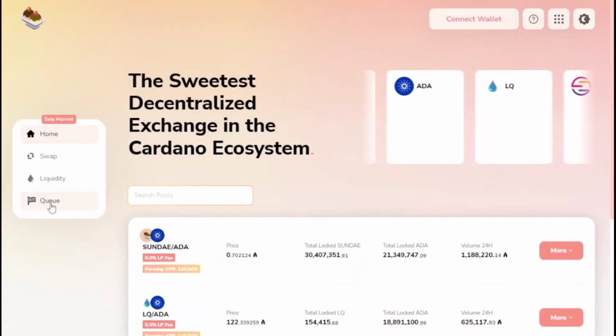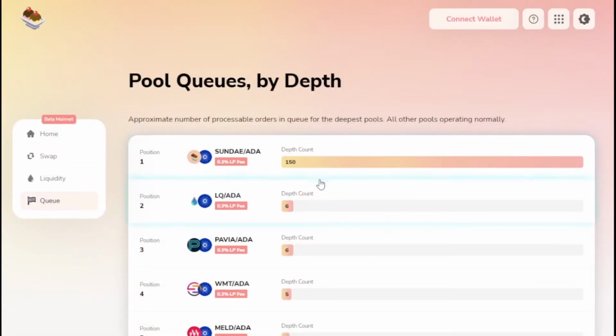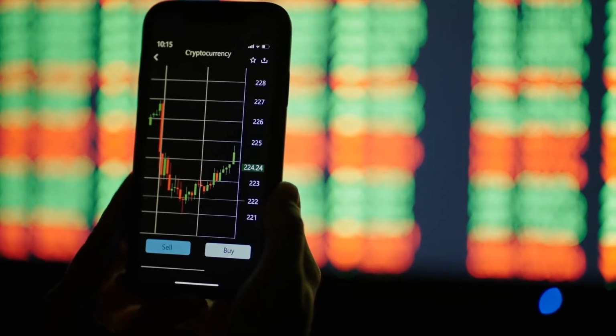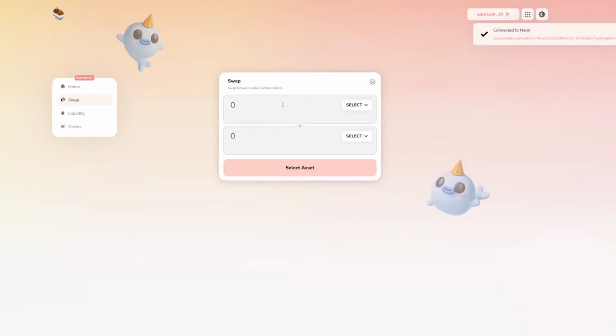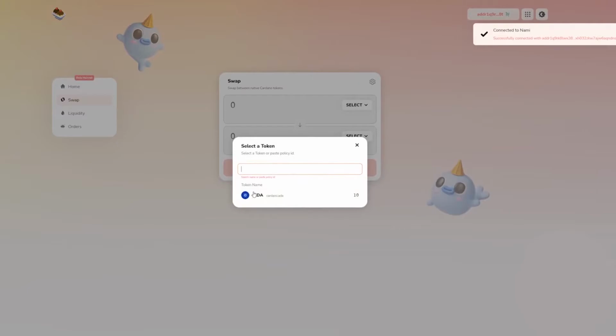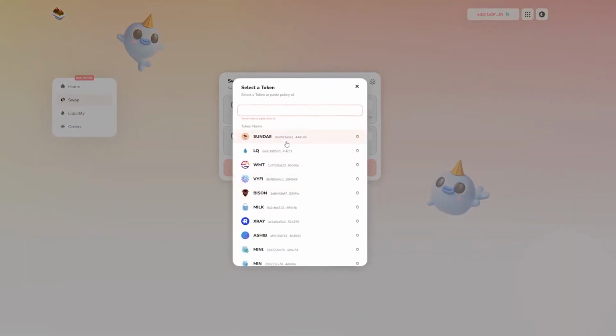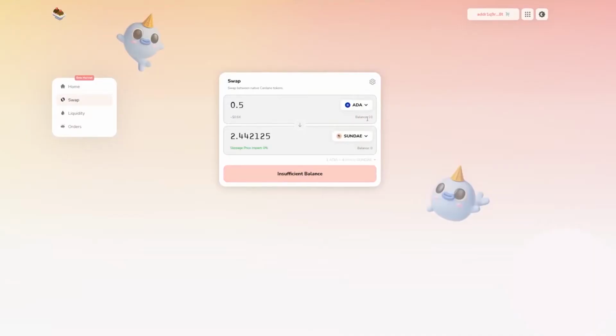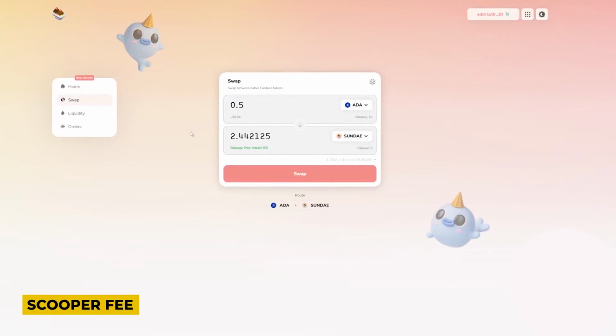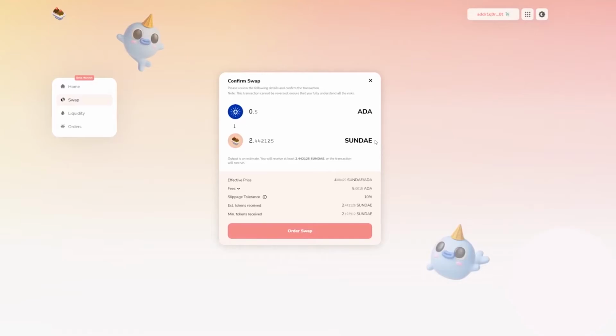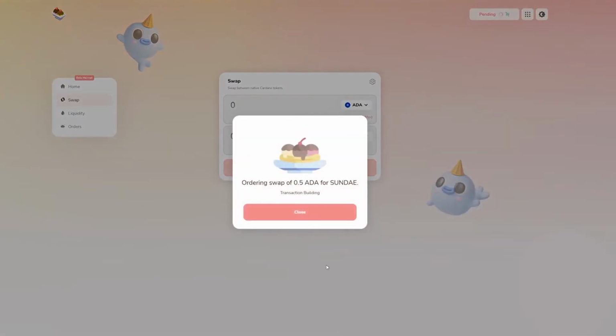Route. A route entails the pools your assets go through in order to achieve an optimal price for your swap. Minimum received. This is the minimum amount of the output token you may receive from the trade. This value is determined by the current market price, as well as the slippage limit setting you have previously set before you proceeded with the trade. Scooper fee. The Sundaeswap protocol charges a scooper processing fee, which is used to pay scoopers for submitting your order to the blockchain. Then, lastly, you submit your swap by clicking Order Swap.